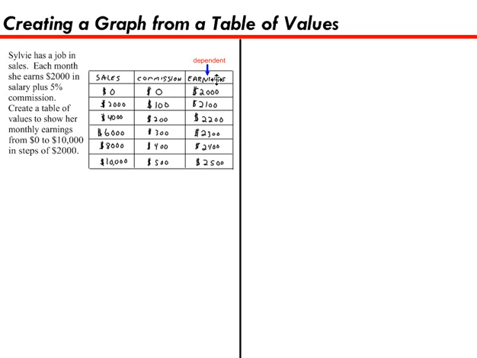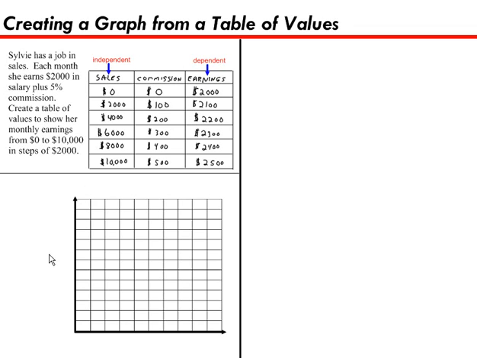So if earnings are dependent, sales are an independent variable. And independent variables go on the horizontal or the sideways axis on a graph. So now I'll go ahead and bring up some graph paper and we can begin our graph by doing some labeling and adding a title.